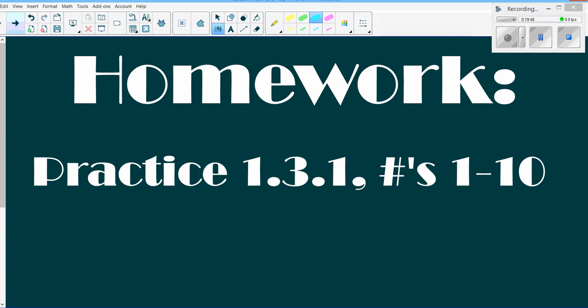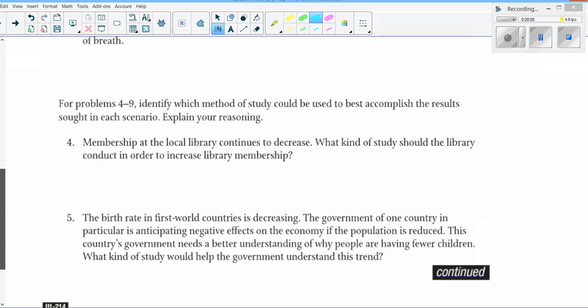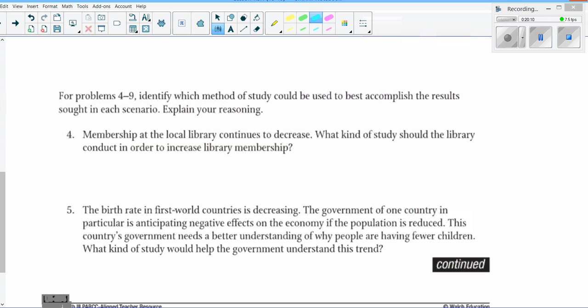In your homework, which is page 131, you're going to do numbers 1 through 10, and in them you are going to explain your reasoning on whether it's a sample survey, an experiment, or an observational study. So just like the notes. And then 4 through 9, you're going to identify which method could be used to accomplish the results given that situation. In some cases, you have to read into a little bit what they're saying, but in some cases, you want to be very careful that you don't read too much into what they're saying, and that you're reading exactly what they say. But we'll talk about it.